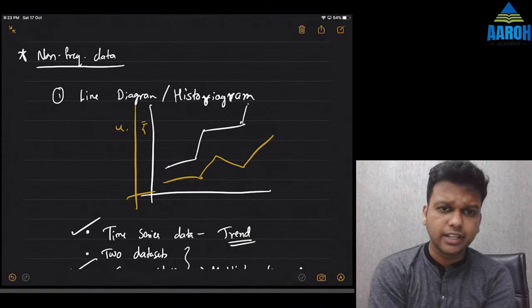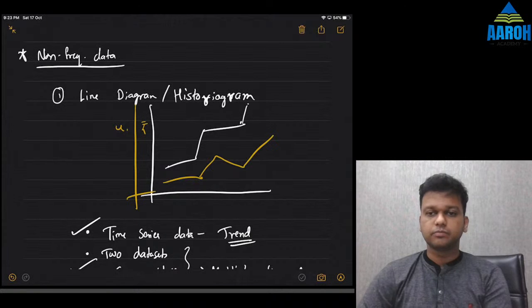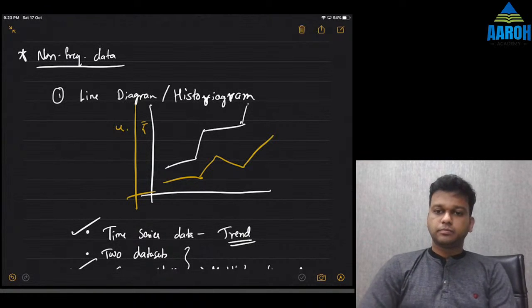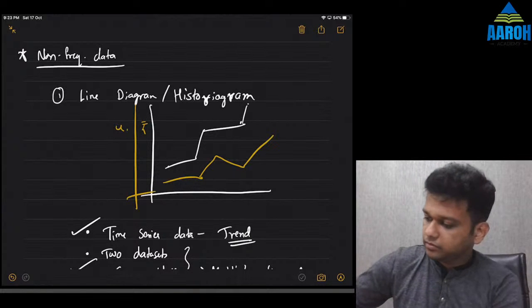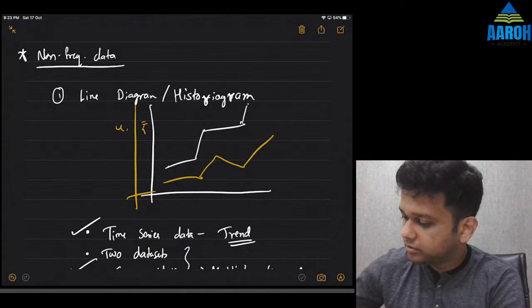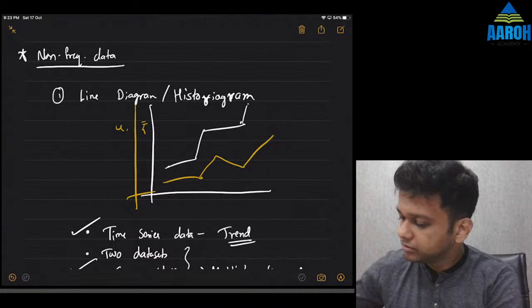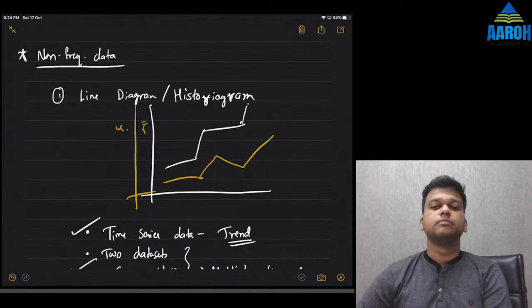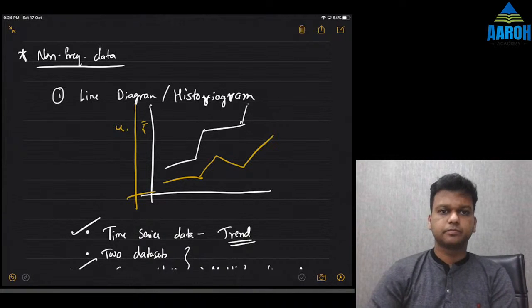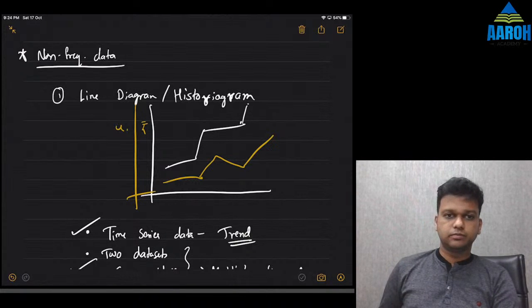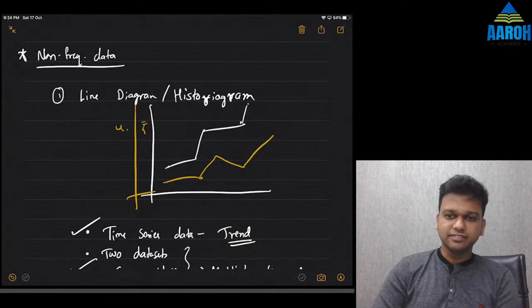If yes, then we'll go to the last diagram, which is for non-frequency data. Is everyone clear with this? Clear? Yes? Okay, good. Yes, good. सोने वाले लोग?